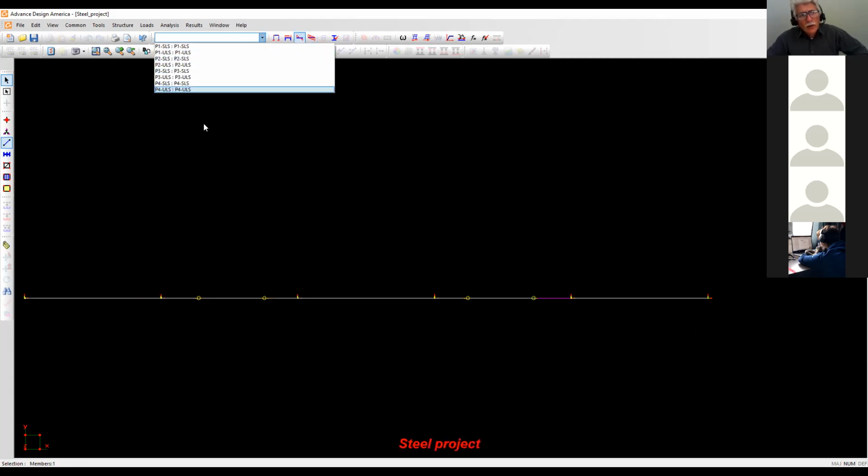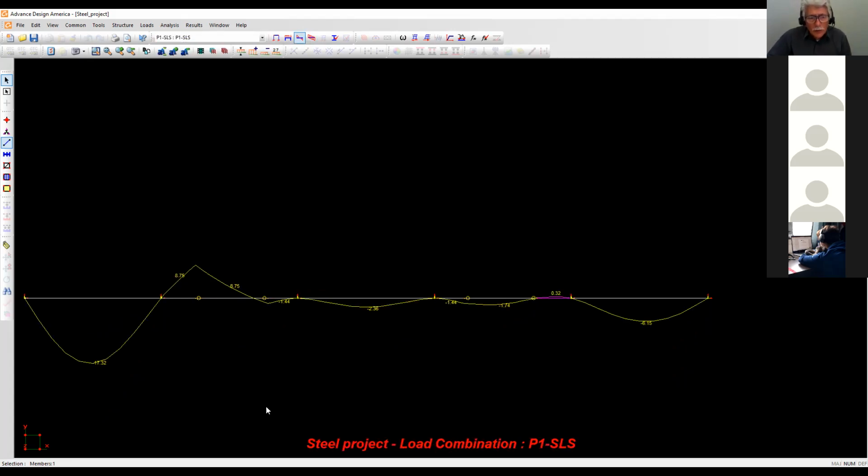So I look at the very first one, a P1 service load. Oh, here we go. And like I told you, this was the first one. So here, I look at the maximum deflection. The maximum deflection here is 17.3. Like here, as a matter of fact, it deflects upwards. I don't worry about that. Here it's 2.5 and so on. So therefore, I take L over 360.